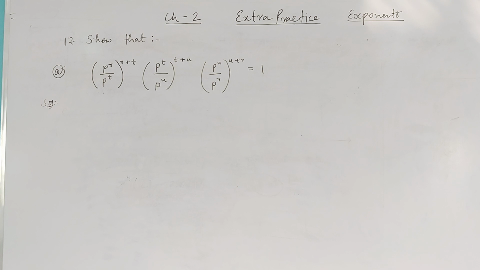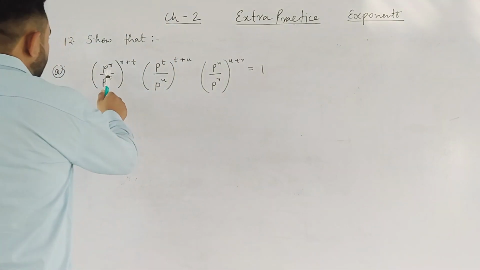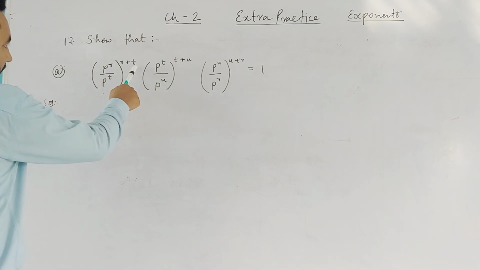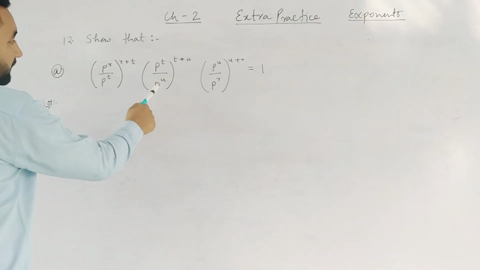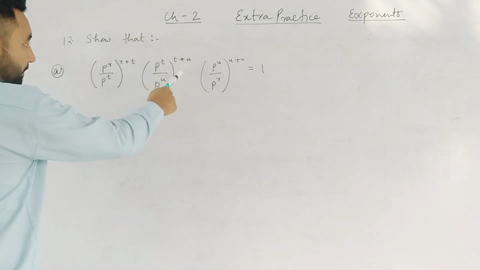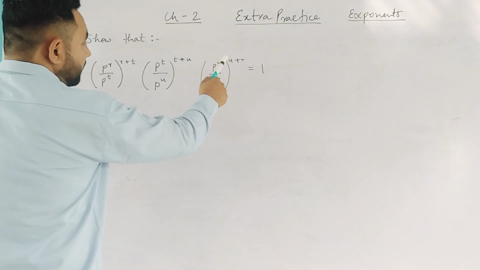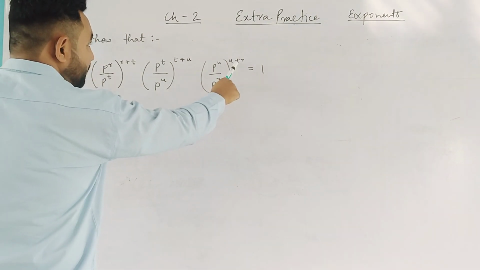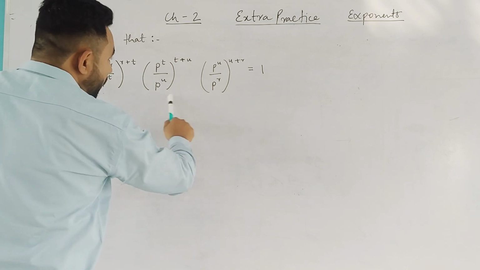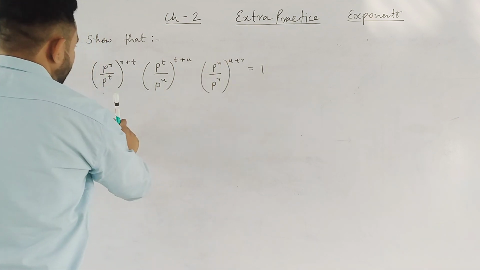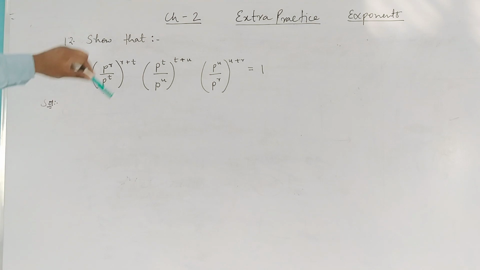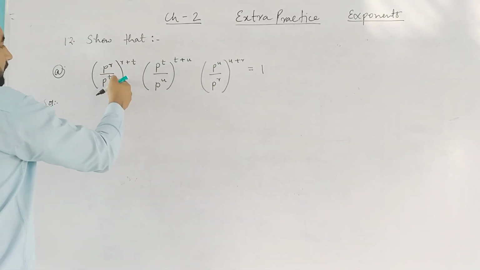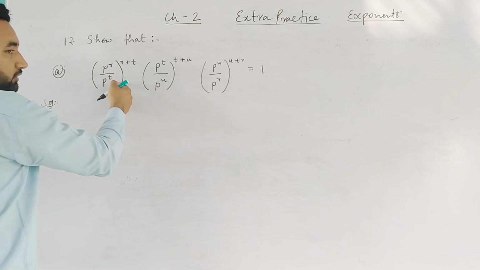Now we have to show that (p^r / p^t)^(r+t) × (p^t / p^u)^(t+u) × (p^u / p^r)^(u+r) = 1. The product of all these three is equal to 1. You have to make the left hand side 1. Okay, let's start. Here, which law of exponent will you use?